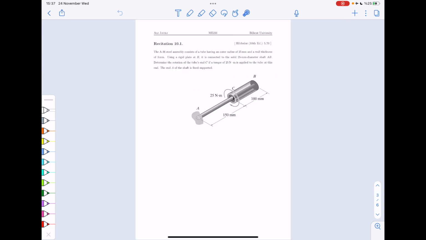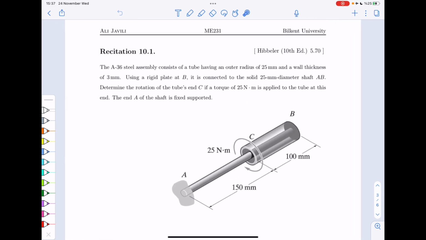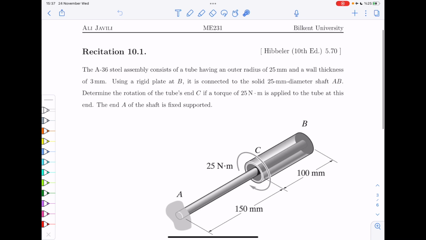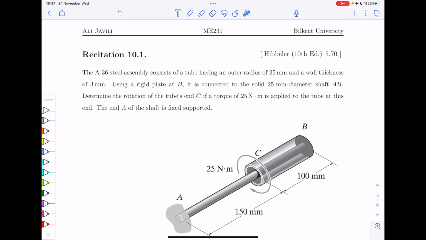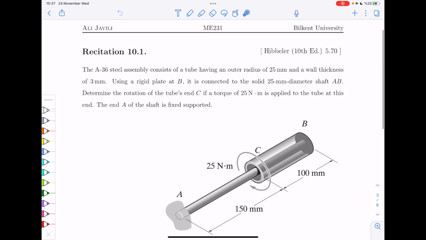We also have 4 exercises to go through together. This is the first one. These 4 exercises are dealing with the topic of torsion.